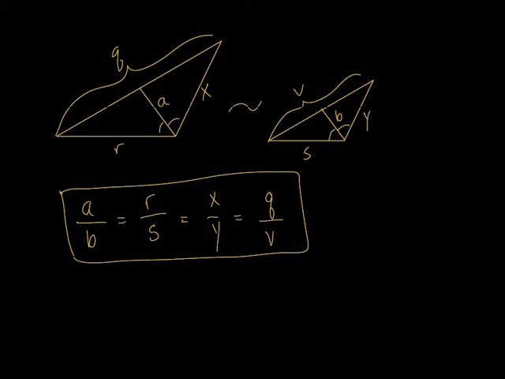Let's do another one. So what have we done so far? We've done the altitude, right? I said bisector before, I meant perpendicular, right? An altitude. Then we did angle bisector, and now we're going to do the median. Do you remember the median?